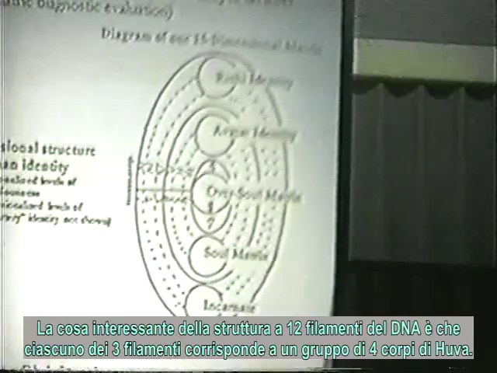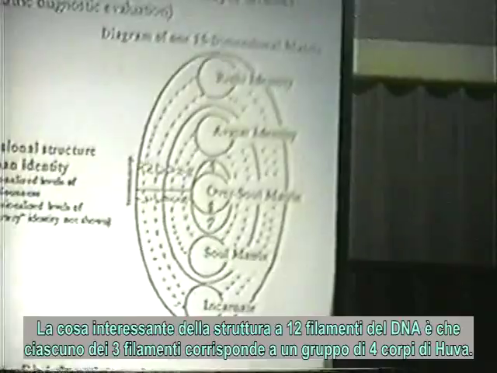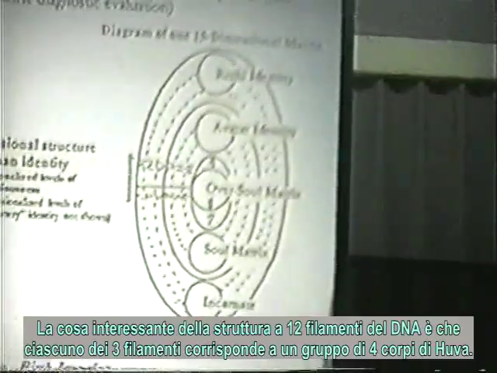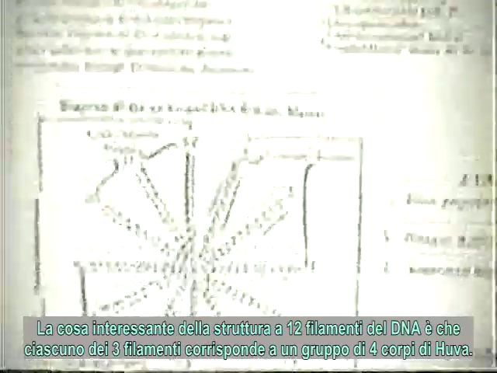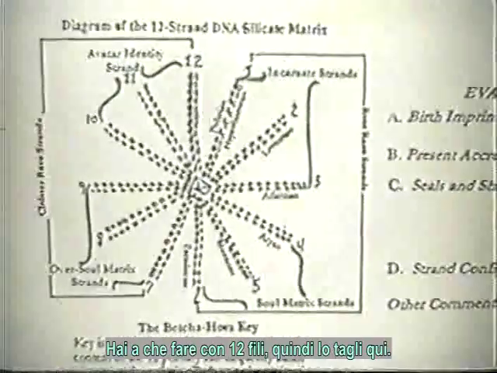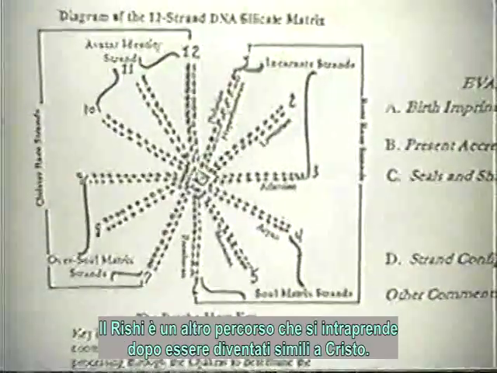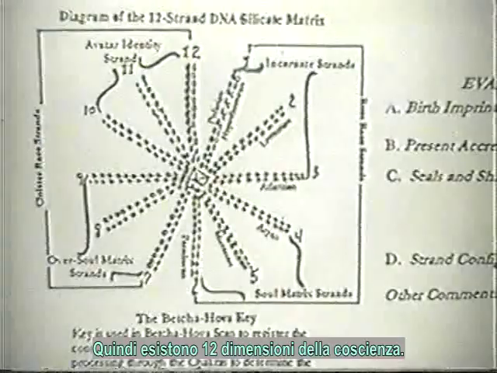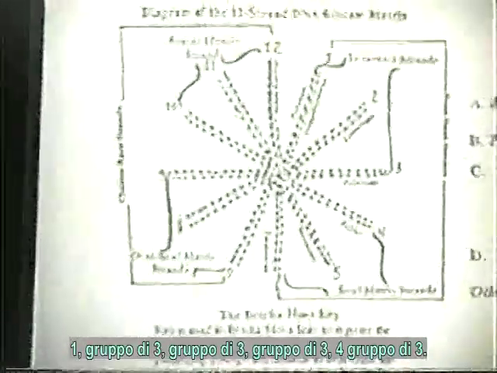What's neat about the DNA strand pattern, the 12-strand pattern, is that each of the 3 strands corresponds to one set of 4 Huva bodies. You're dealing with 12 strands, so you cut it off here. The Rishi is something else you go into after you become Christed. So you have 12 dimensions of consciousness. You have 4 groups of 3: 1 group of 3, 2 groups of 3, 3 groups of 3, 4 groups of 3.